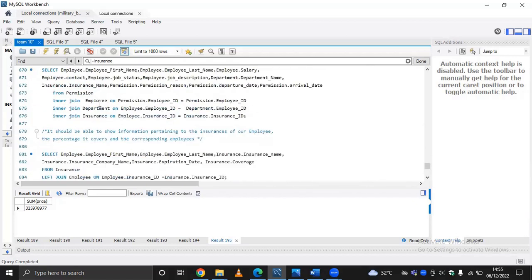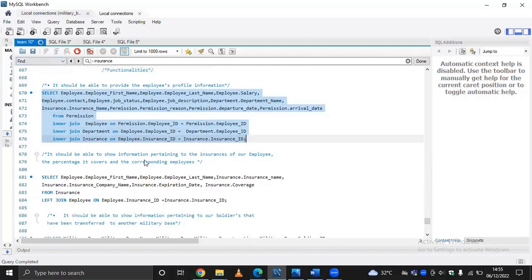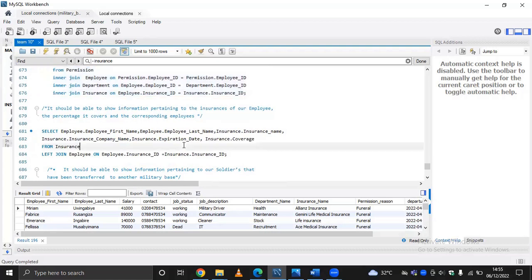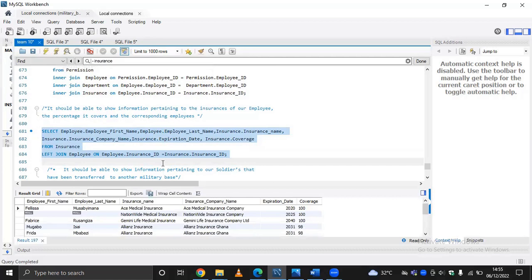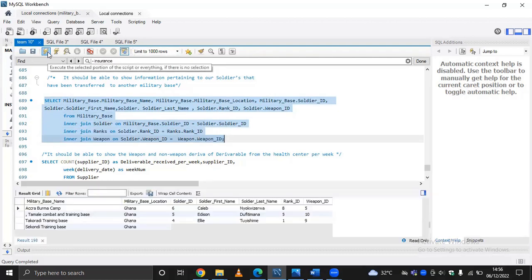So these are my functionalities. This first functionality tracks the information of the soldiers, the profiling of the soldiers. So once you run it, you're able to see the name, salary, contact, job status, department that the employee is on, insurance, whether the employee has a permission or not, anything about the soldier. So this one tracks the insurance information. So you can see it gives you the names of the employees, the insurance they are on, the expiration date and the coverage, what the insurance covers.